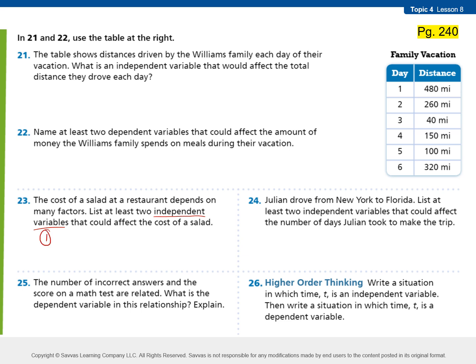So we could say one could be the size of the salad, because if I get a large salad, that's probably going to cost more than if I get a half salad. Can you come up with one more? What's one more factor that affects the cost of a salad if you went to a restaurant? Maybe the type of salad. If you got a grilled chicken salad with all these random toppings, but somebody else just got a plain house salad, those are two different types of salads that can affect the cost.